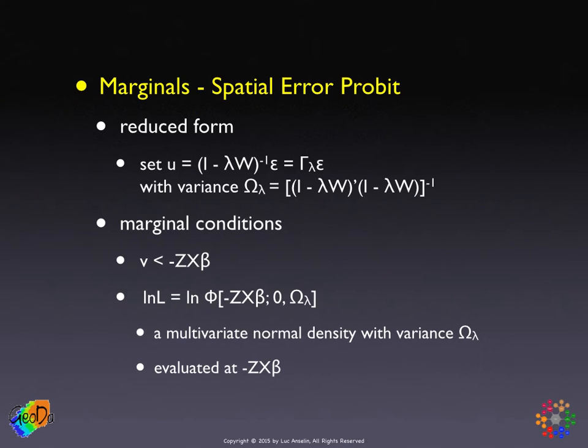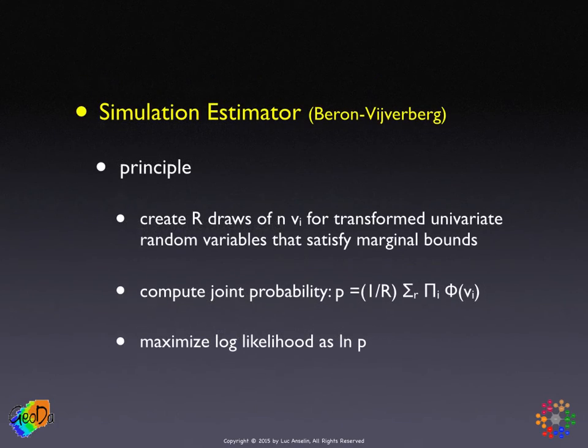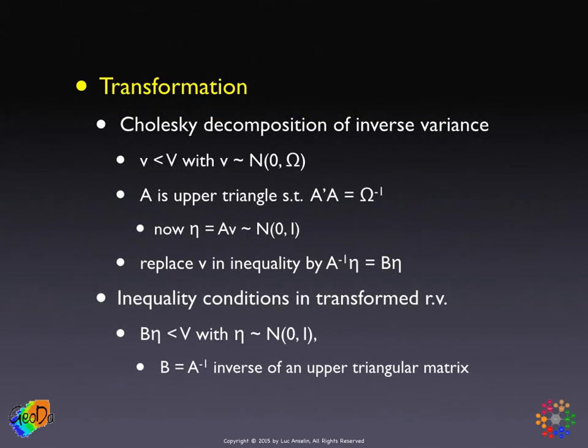Because if you remember, the variance matrix omega is actually the inverse of a matrix, right? The inverse of that matrix is an analytical expression: the identity matrix minus lambda (W plus W prime) plus lambda squared W prime W. So that's easy to write, much easier than the inverse term. So we decompose that analytical expression, which is a square matrix, and get the Cholesky decomposition.